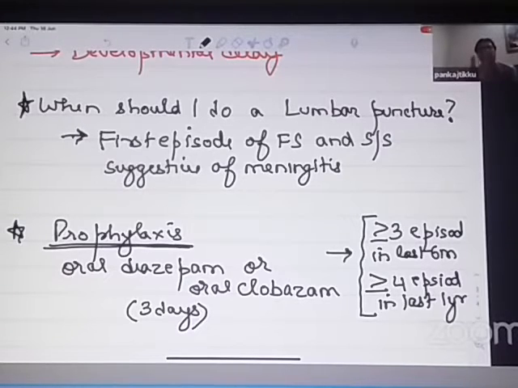So you have understood, prophylaxis is only indicated when the child is having these febrile seizures very frequently: 3 or more febrile seizures in the last 6 months, or 4 or more febrile seizures in the last 1 year.